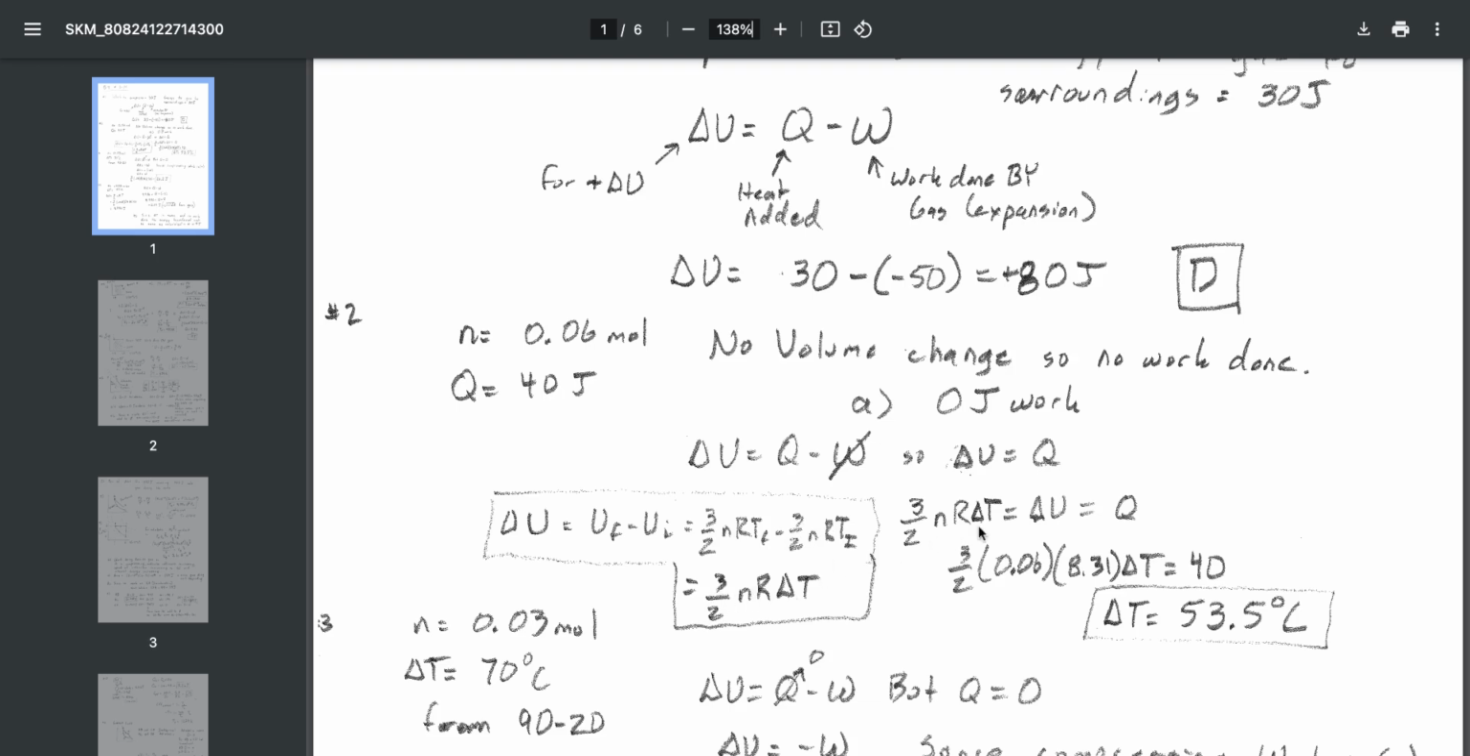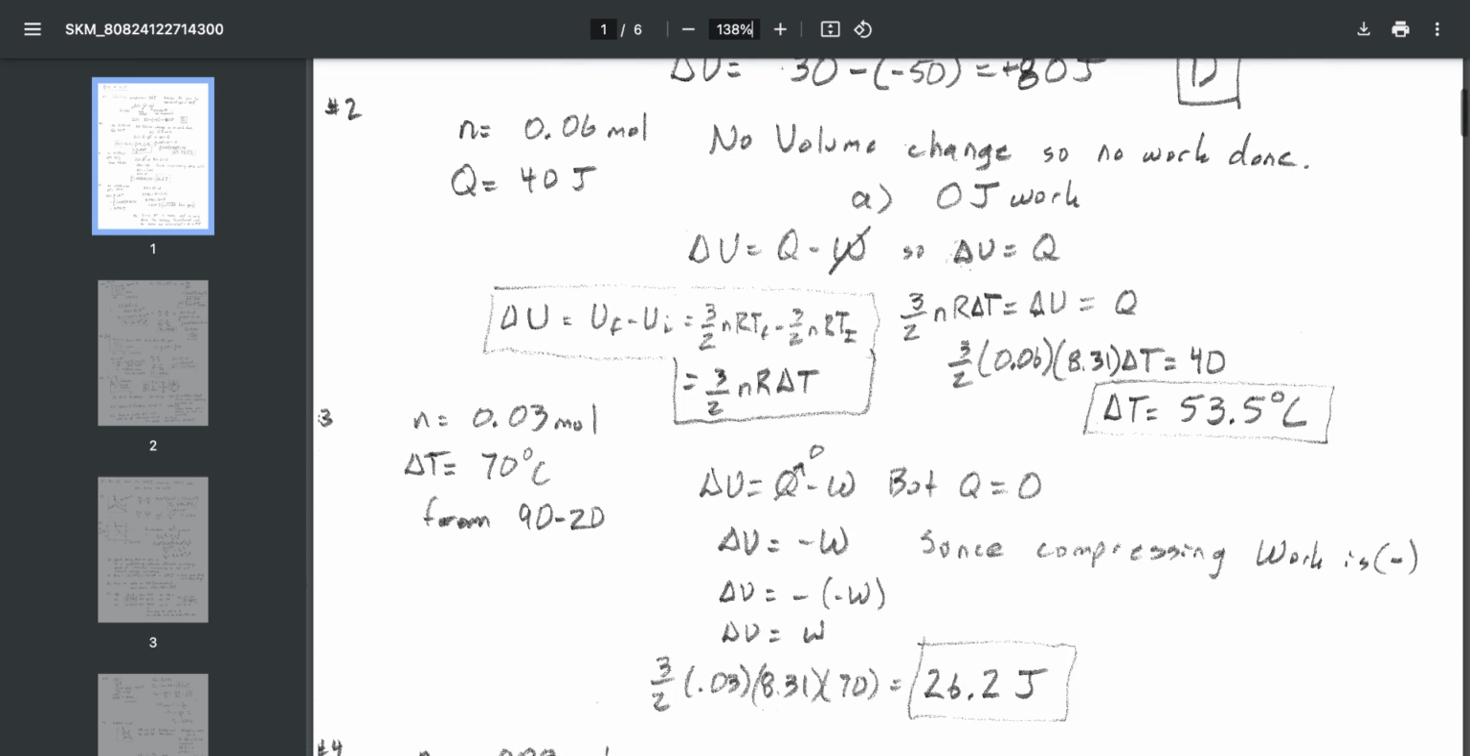And we don't know the change in temperature, but we know n and R, and we know that the change in internal energy is equal to the heat. And since we have 40 joules of heat supplied to the gas, we can just set that equal to each other. And when we solve that out, we get a change in temperature of 53.5 degrees Celsius.